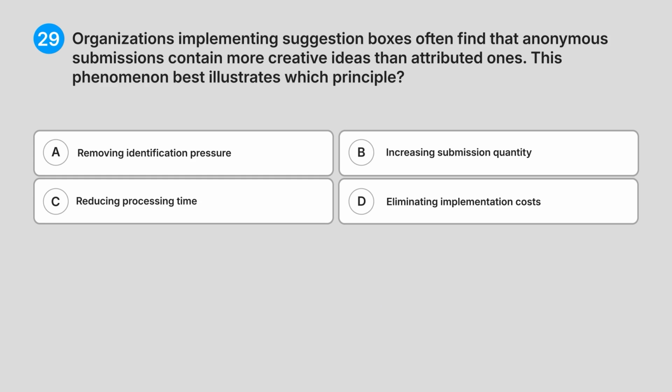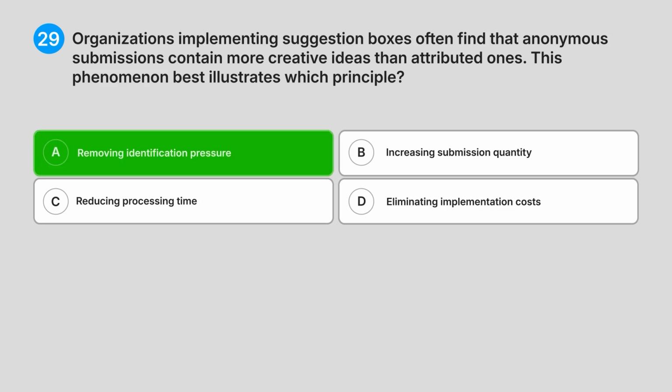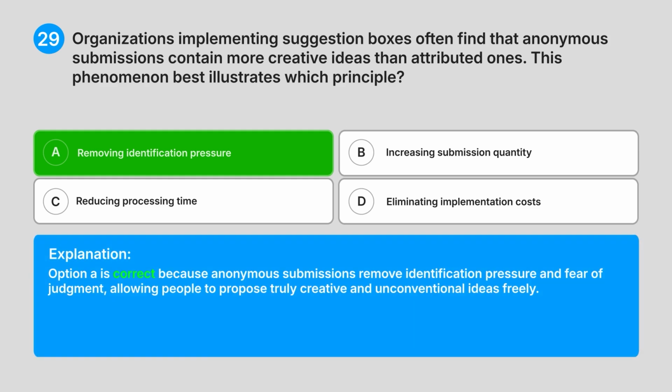Correct answer. A. Removing identification pressure. Explanation. Option A is correct because anonymous submissions remove identification pressure and fear of judgment, allowing people to propose truly creative and unconventional ideas freely.